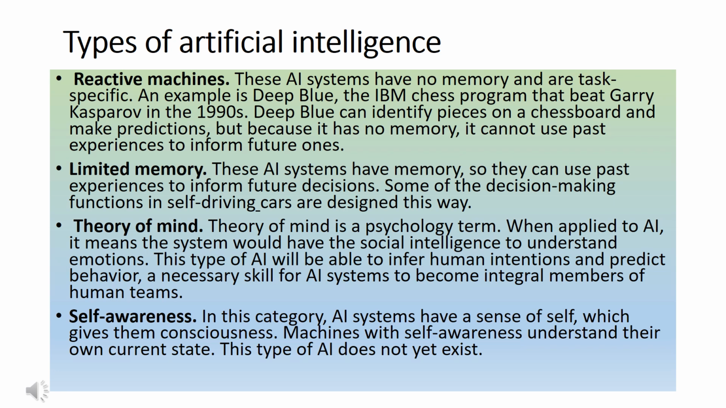Then we have the fourth type of artificial intelligence, that is self-awareness. Well, in this category, the AI system has a sense of self, which gives them a consciousness. The machine with self-awareness understands their own current situation, and this type of AI does not exist yet. तो self-awareness AI system is still working, और ऐसा माना जाता है कि there will be a machine which is not only aware of emotions and mental state of others but also their own.